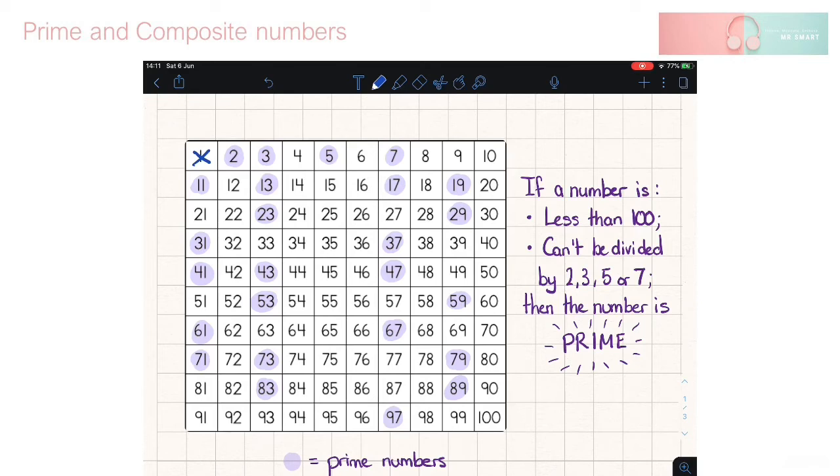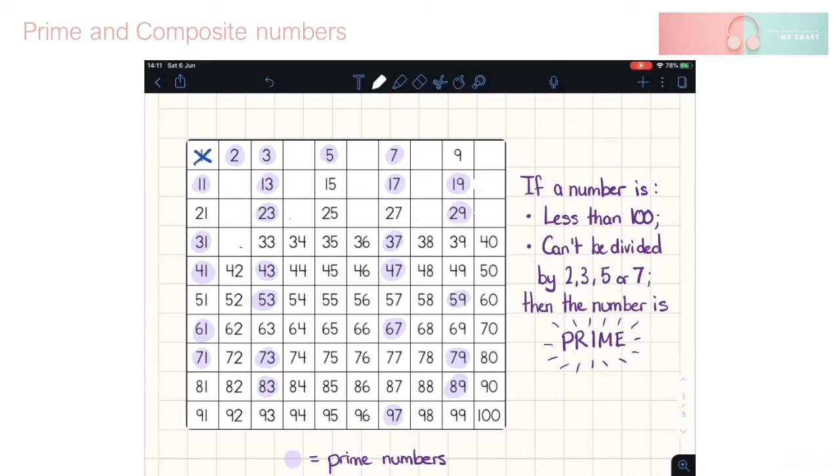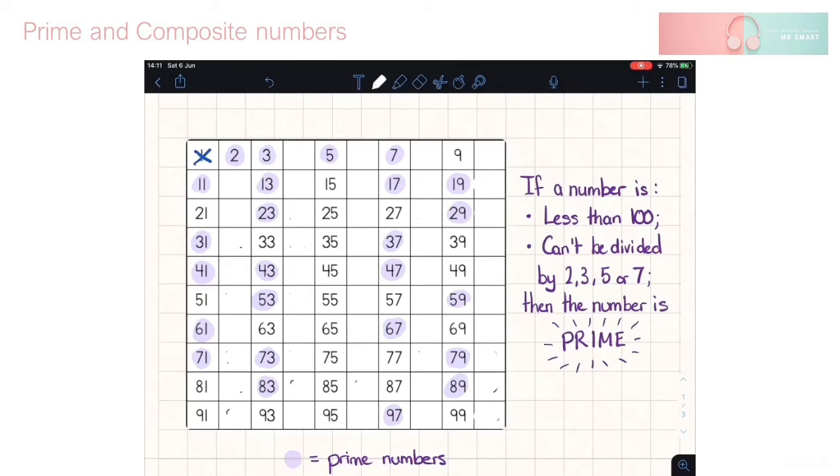But if I was to go through and erase all of the numbers that divide by 2, and then if we take all of the numbers that are left that are divisible by 3, then remove all the multiples of 5, and then finally any final multiples of 7, what you are left with are all of the prime numbers up to 100.